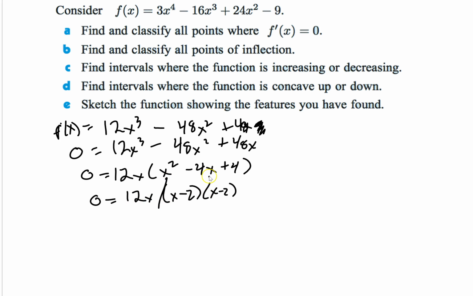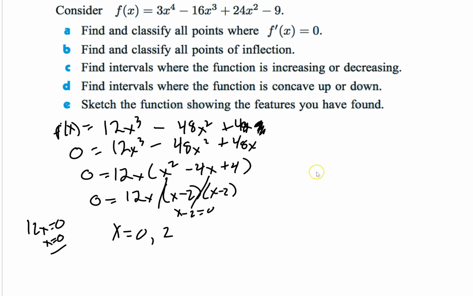You can split it to get our answers. We're going to have x equals 0 from right here, 12x equals 0 for people that don't see that. And then right here, x minus 2 equals 0. They're both the same, so you only have to do one of them. x equals 2. That's actually considered a double root because you have it twice. So those are my critical points.